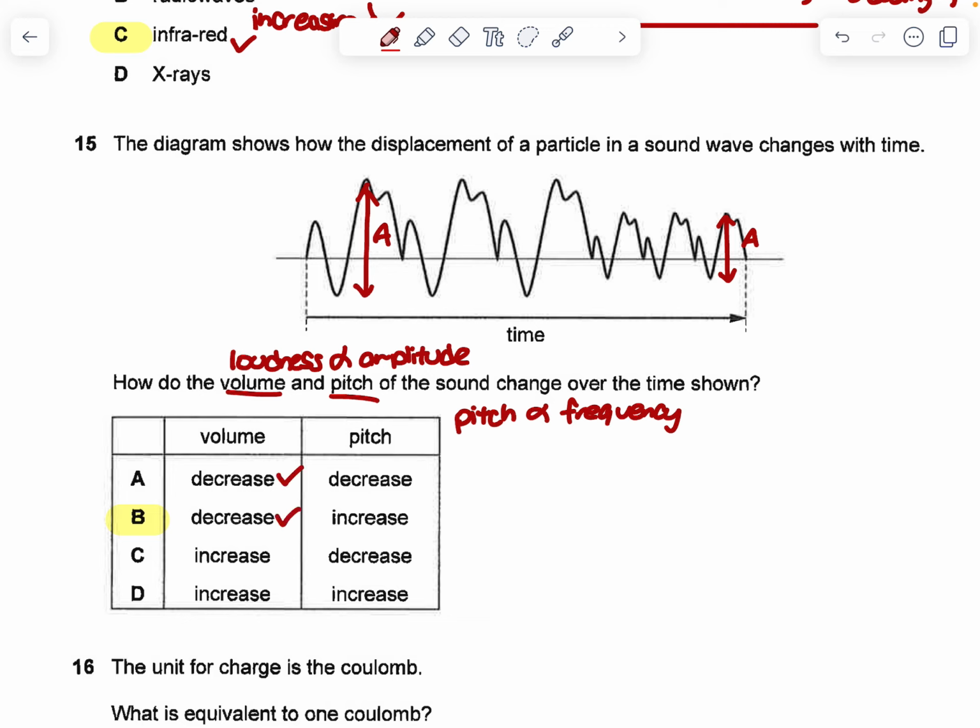For the pitch, we can take one full wave cycle like this. You realize that the frequency actually increases because now the period is actually shorter. This is period. You see that the period is shorter, and formula, period equals 1 over frequency. Frequency equals 1 over period. If the period becomes shorter, the frequency increases, so the pitch increases.